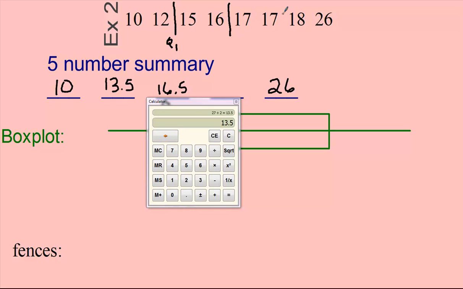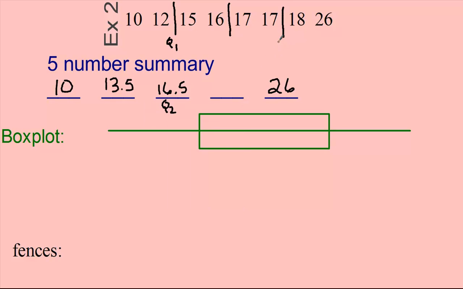Similar thing will happen on the right hand side, where we're finding the middle of what's left over. Here I'm going to count 1, 2, 3, 4 pieces of data, so 2 on each side. Here the middle is a little easier to find. The middle of 17 and 18 would be 17.5. And that's going to represent my Q3.